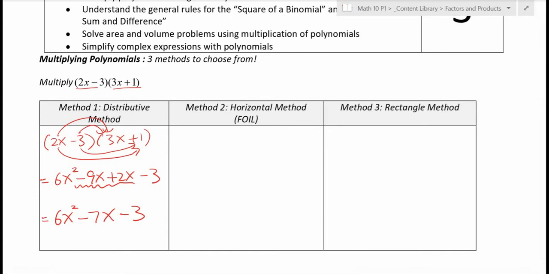Method number 2 is the horizontal method, we call this the foiling. This is how I learned it when I was in high school. Oh my gosh, almost 20 years ago. That's crazy.